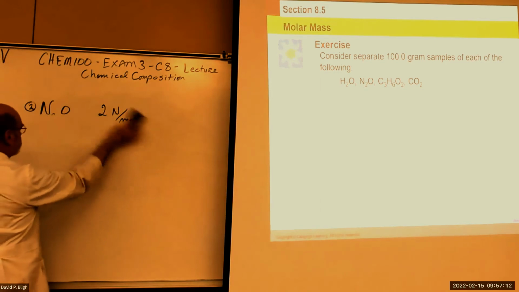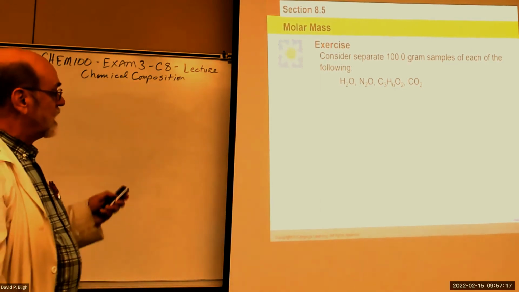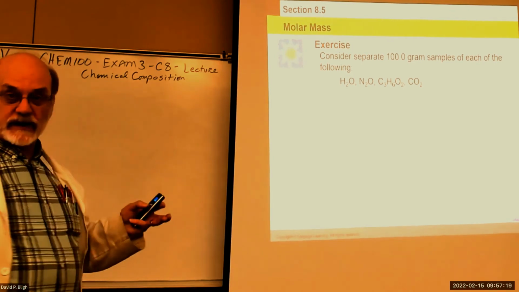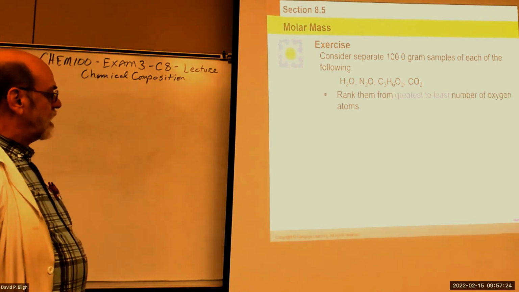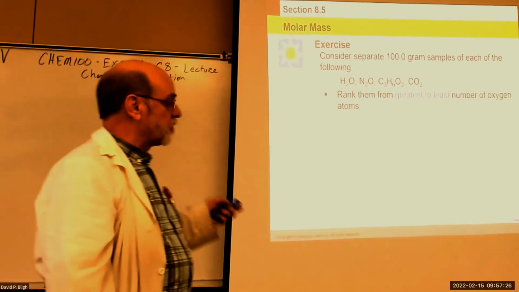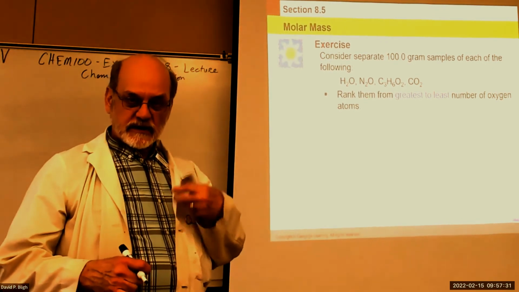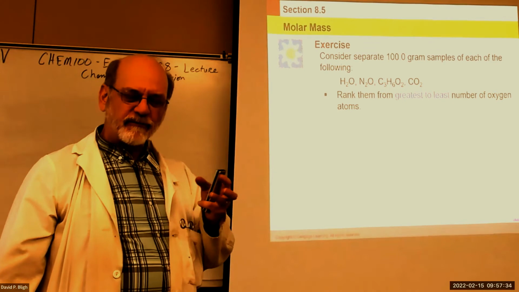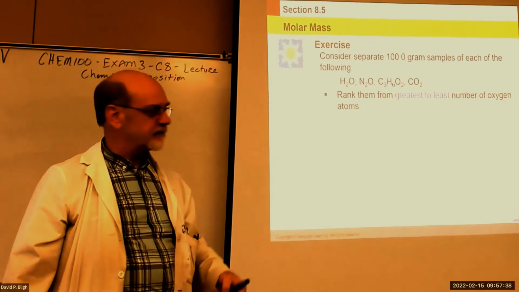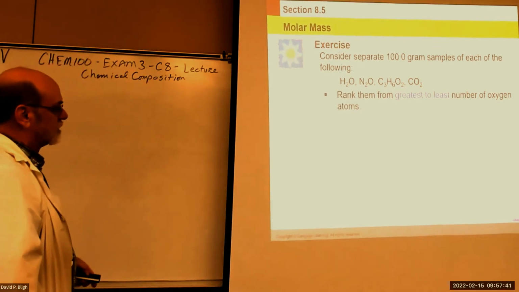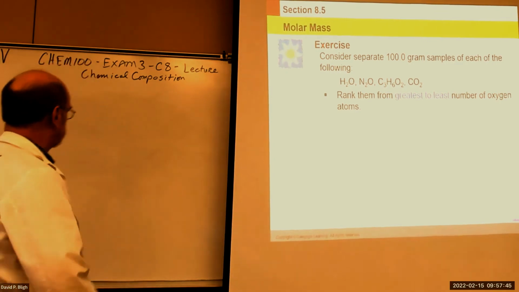Now it's getting a little more difficult. More complicated problem. Say you have a 100-gram sample of each of the following. We want to rank it from the greatest to least number of oxygen atoms. So this is one of those problems which is not too complex, but complex enough that you need to break it apart into separate steps. All right, what's the question? Greatest to least number of oxygens.